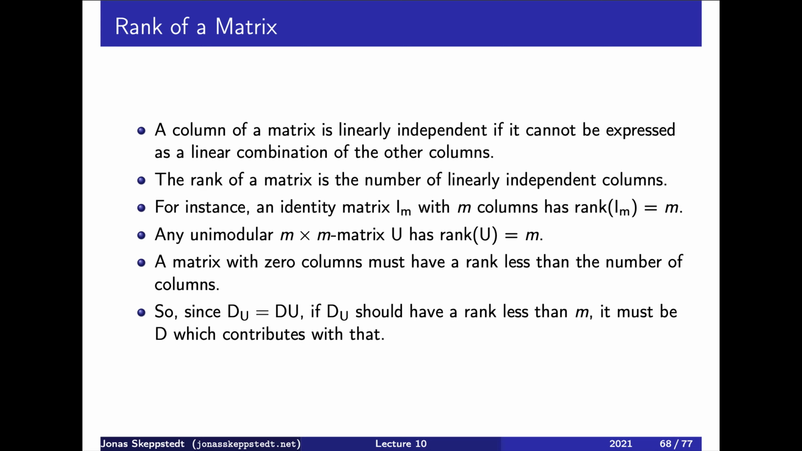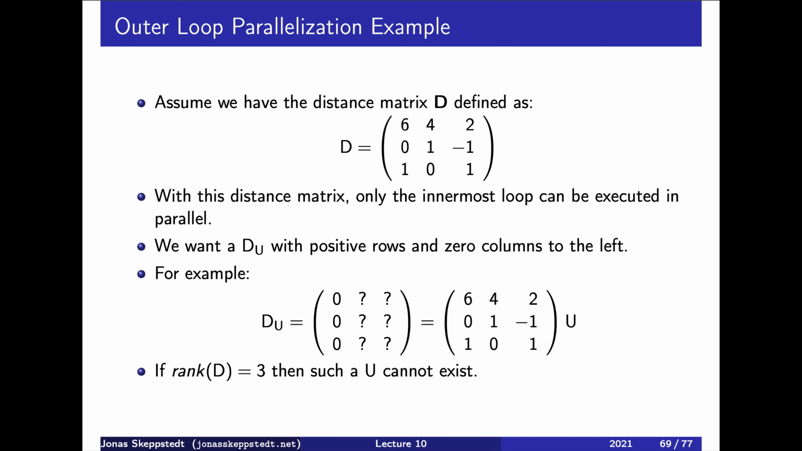It must be the case that D should not have full rank. U certainly has full rank, and if D also has full rank, then we cannot get the leading zero column in the distance matrix of the transformed loop. So D cannot have full rank as well. Okay, so how can we find this transformation matrix? That is what I just mentioned.